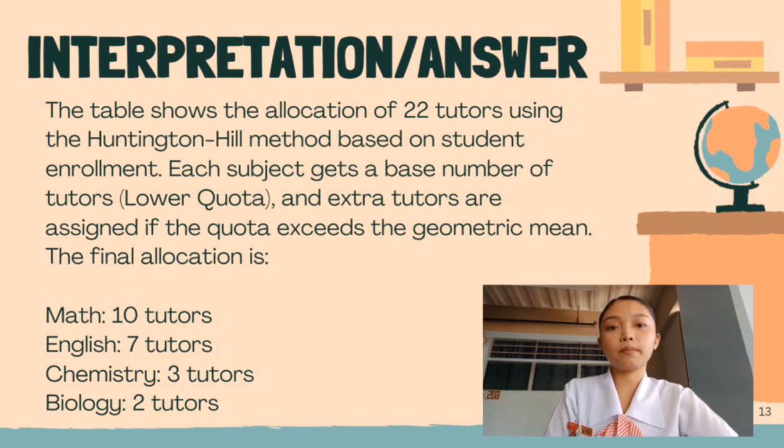Each subject has a different number of students, so we need a fair way to distribute tutors. These are the step by step. Step 1, we find the standard divisor by dividing the total students by 22 tutors. Step 2, compute each subject's quota by dividing its students by the divisor. And step 3, assign the whole numbers first, then distribute the remaining tutors using the geometric mean to ensure fairness. And the final allocation: once we finish this calculation, we have our final tutor distribution.